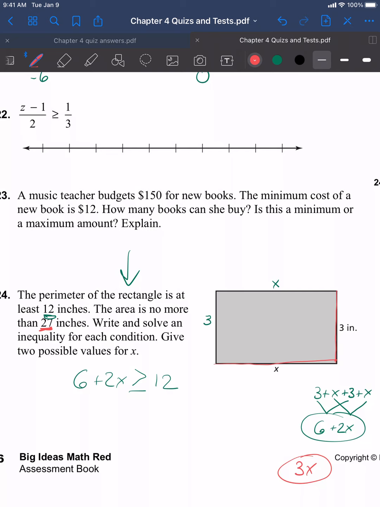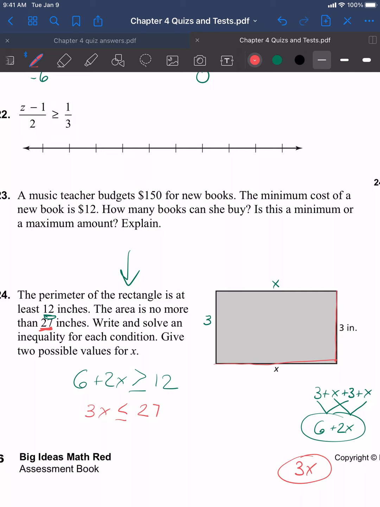So it says the area is no more than 27. Could it be 28? No. Could it be 26? Yes. So it could be 27 though, right? But it's no more than 27. So what sign is going to go in the middle? That one. Write and solve an inequality for each of these conditions.